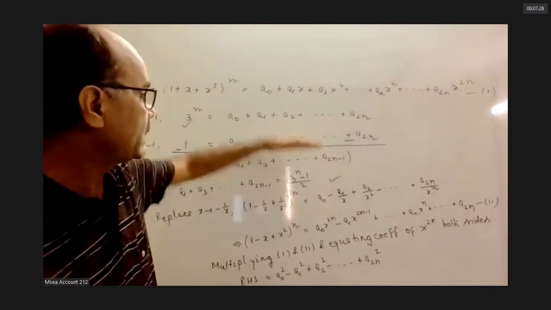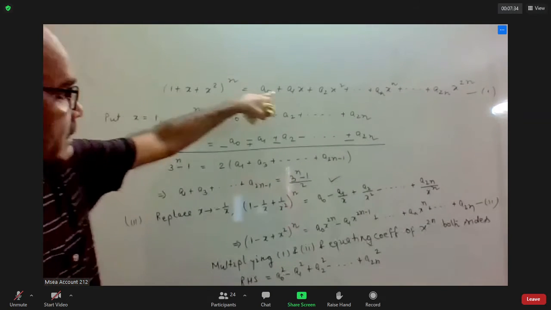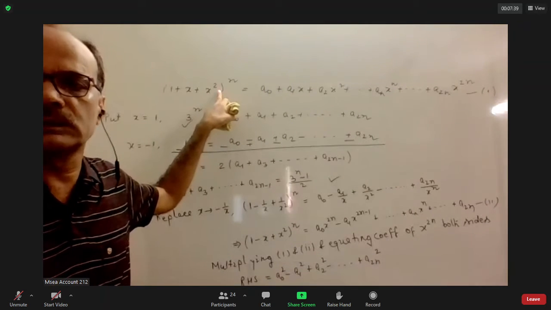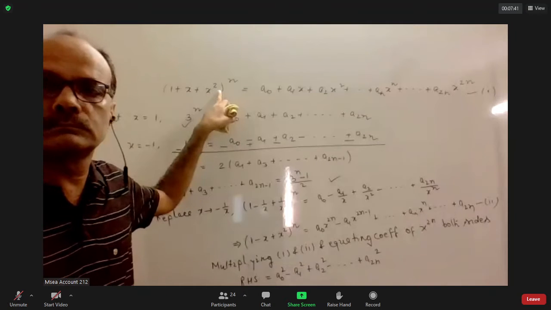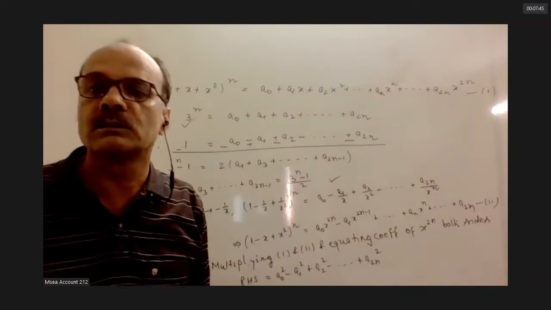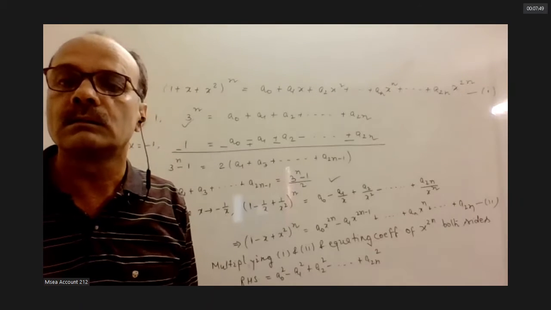Yes. Shall I rub it? 1 minute. See, this is identity true for Mohammed Jasim. Sir, no, sir, not my mic, sir. Some other voice. But you are not muted. Now, yes, sir.